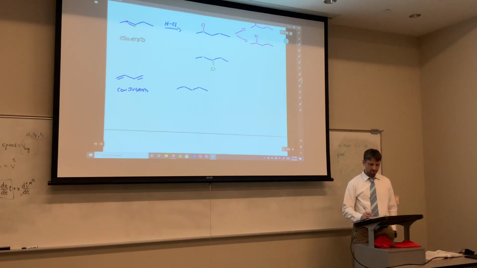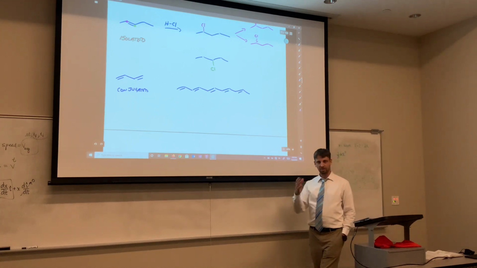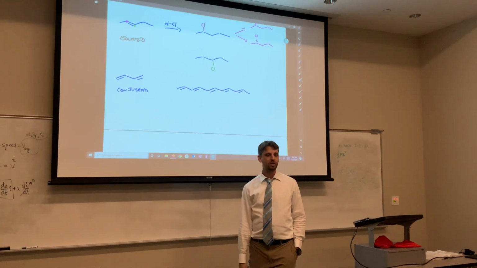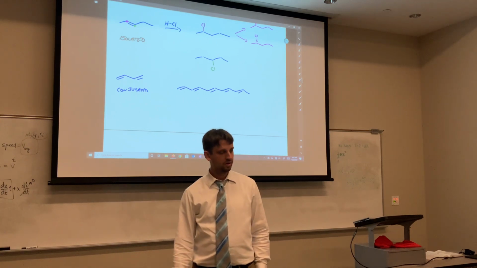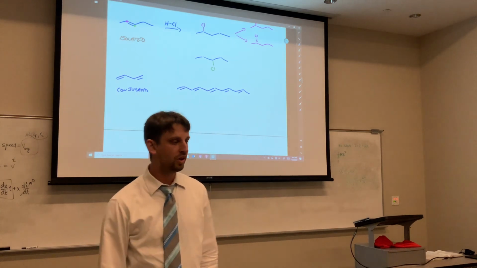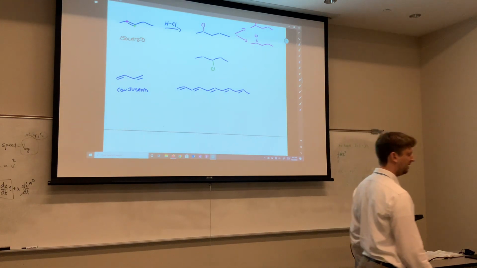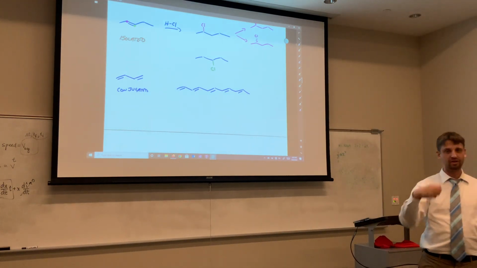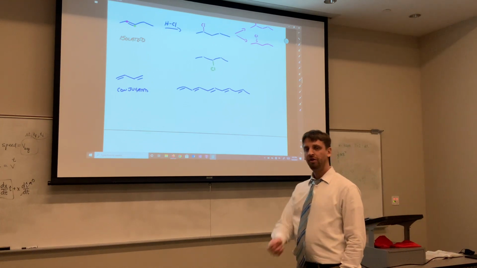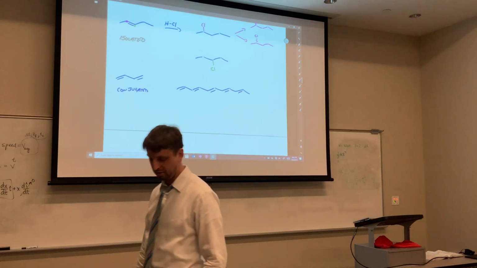It's not just limited to 2, any amount of double bonds. Double bond, single bond, double bond, single bond, double bond, single bond, right? That's a conjugated system. If you look up retinol and beta carotene, the stuff that they say is good for your eyes, you'll see it's this big, huge conjugated alkyl chain there.